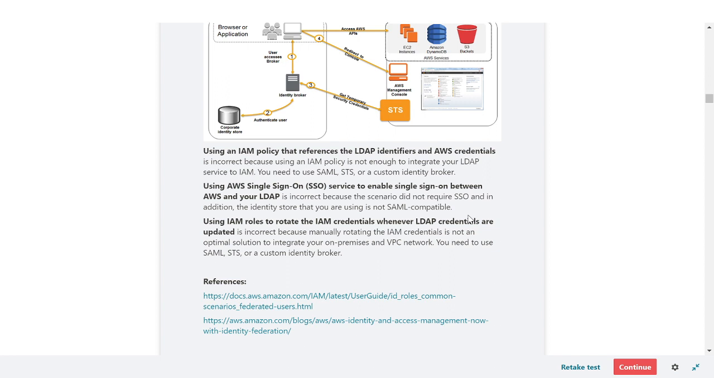Using the AWS single sign-on service to enable single sign-on between AWS and your LDAP is incorrect because the scenario did not require SSO, and in addition, the identity store that you are using is not SAML compatible. The last option, using an IAM role to rotate the IAM credentials whenever LDAP credentials are updated, is incorrect because manually rotating the IAM credentials is not an optimal solution to integrate your on-premises network. You need to use SAML, STS, or another custom identity broker.